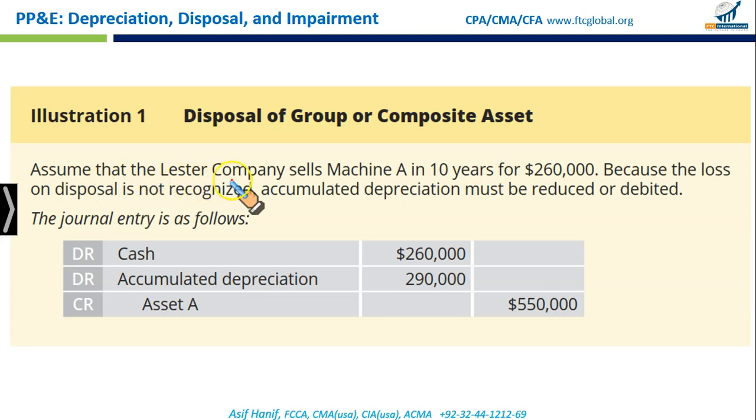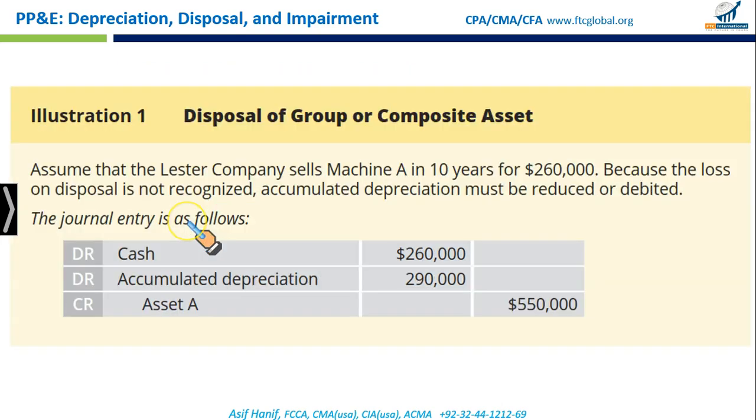Now assume that the Leicester company sells machine A in 10 years for $260,000. Because the loss on disposal is not recognized, accumulated depreciation must be reduced or debited. We discussed that earlier. In composite or group depreciation, if any asset is sold, any gain or loss goes to accumulated depreciation.